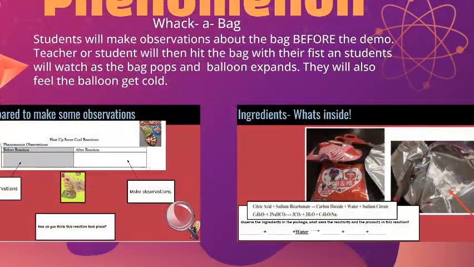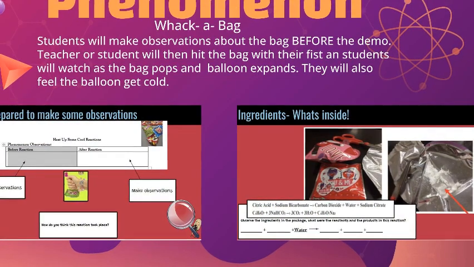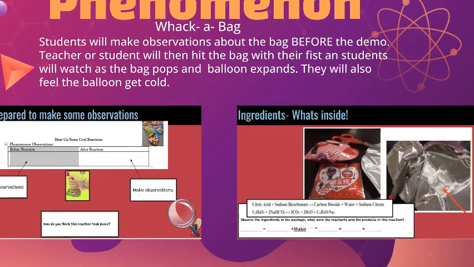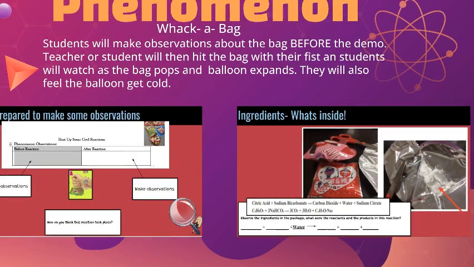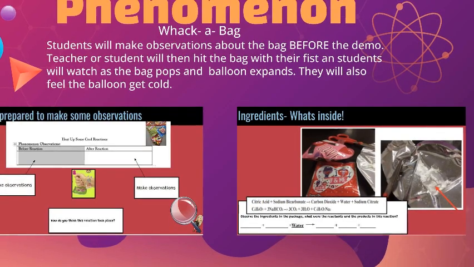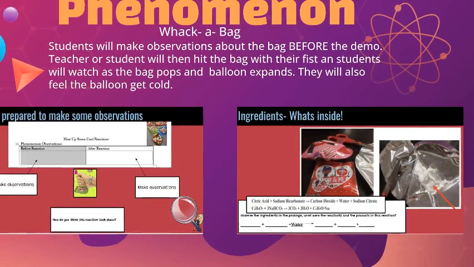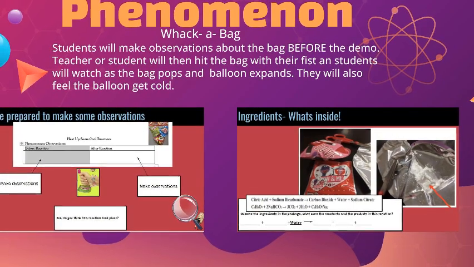Let's start with our phenomenon, Whack-A-Bag. You can purchase the Whack-A-Bags at the Dollar General or Dollar Tree. The students will observe the bag before the demonstration. You can have either the teacher or the student hit the bag with your fist on a table, and the students will watch as the bag pops and the balloon pops out of the bag and expands.